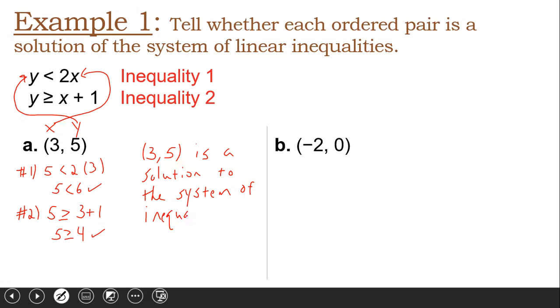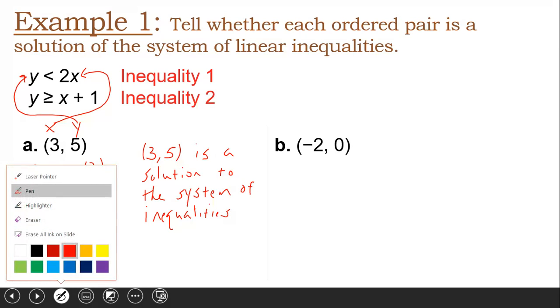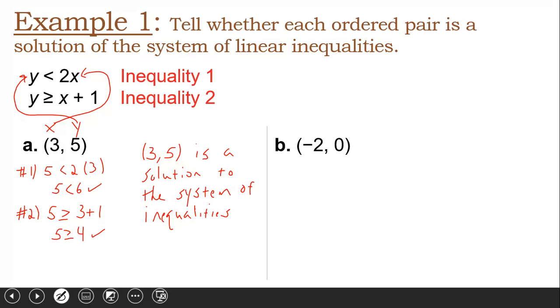I'm going to go through the same process for my second point. My second point is the point negative 2 comma 0. So I'm going to plug it into my first inequality. 0 is less than 2 times negative 2. Now this is my x, this is my y. I get 0 is less than negative 4. And right away I know that this is not true. 0 is not less than negative 4. 0 is greater than negative 4.